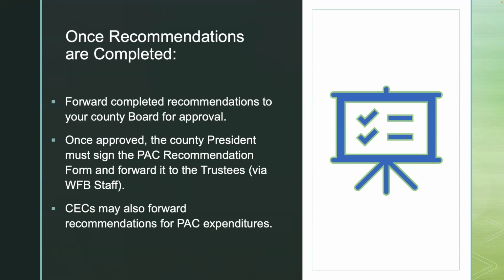And then also, if your CEC would like to make recommendations for PAC expenditures, if you would like to make financial recommendations, you may also forward those at that time as well to the PAC.